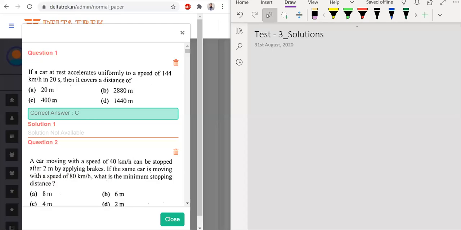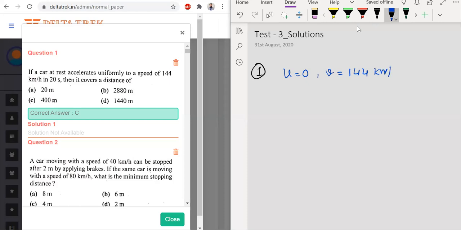Okay, good evening everyone. So let's discuss this paper, test number 3. Let's read the question over first. As it says, a car at rest accelerates to a speed of this. That means it is at rest, so the initial speed is zero, and finally it wants to accelerate to a speed of 144 kilometer per hour.